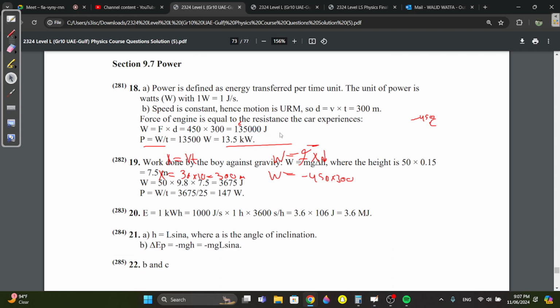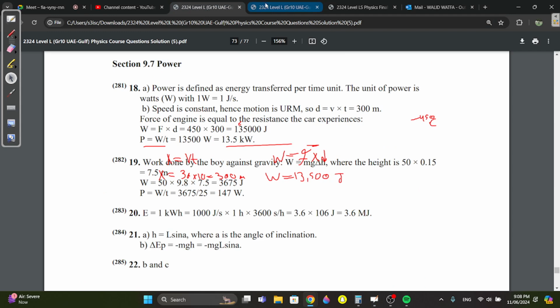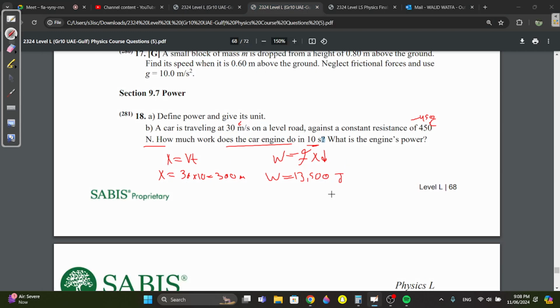13,500. Okay, they kept it positive. Yeah, I guess keep it positive. Don't make it negative, just keep it positive. So it's 13,500 joules. Is that correct? No, 135,000.